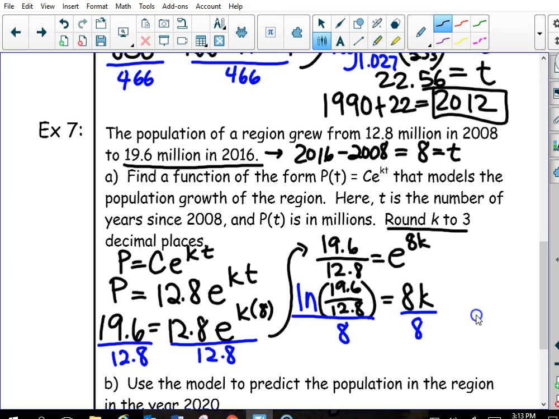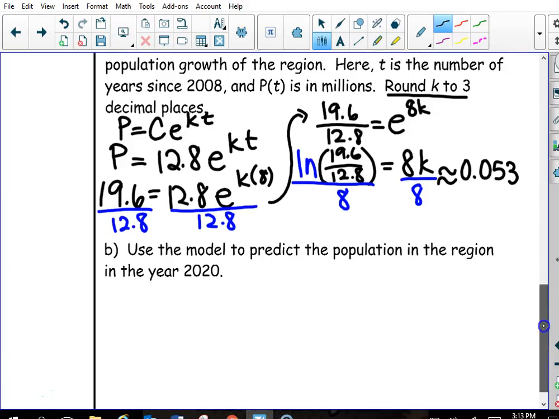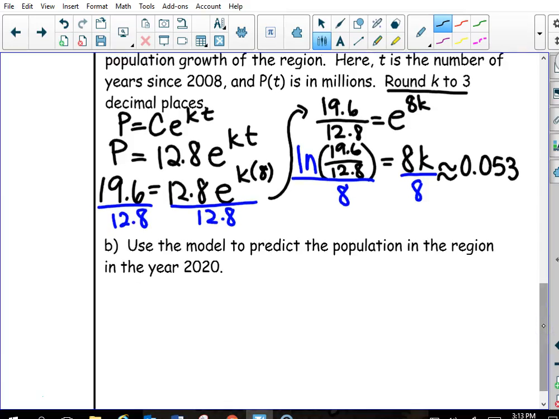Okay, now I'm going to put that in the calculator carefully using the parentheses that I'm showing around natural log. And what I get is k rounded to 3 decimals is 0.053. And because they're giving us rounding instructions, we're allowed to use that in its rounded form. Use the model to predict the population of the region in the year 2020.